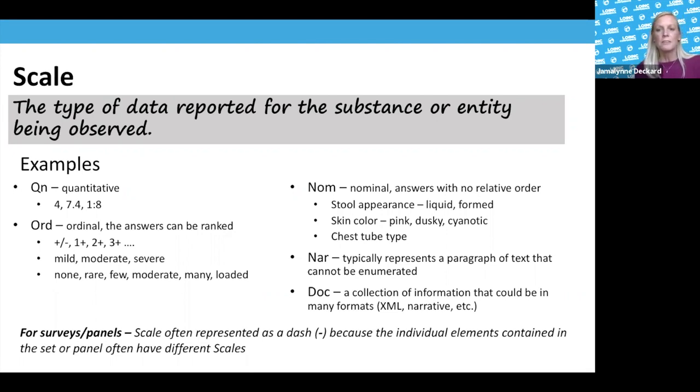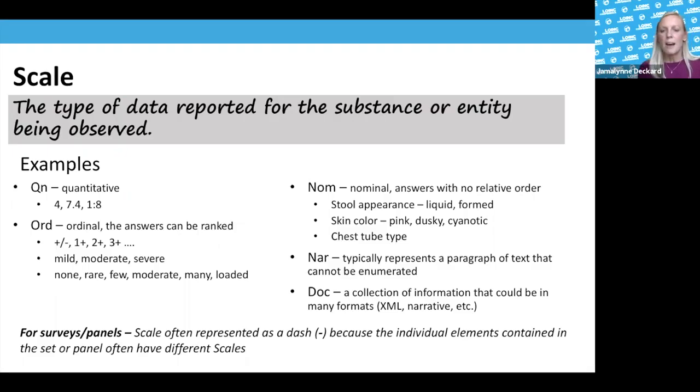Nominal is for a list or short text result that might be reported. So it's not a big narrative string, but it might be a brief result that could represent or even be turned into a list of codable results, for instance. And then there's some examples there. Narrative is where it is a paragraph of text that cannot be enumerated. And then doc represents a collection of information. And doc are codes that have a scale of doc.